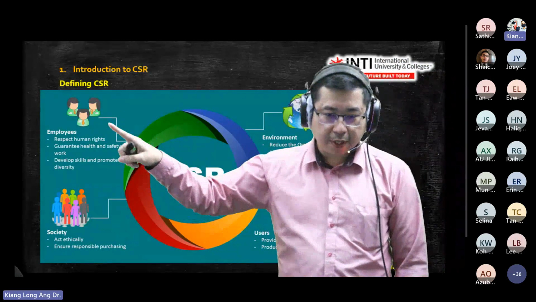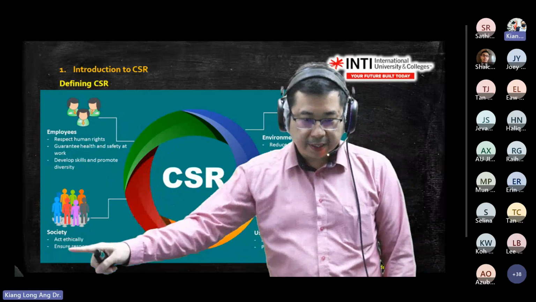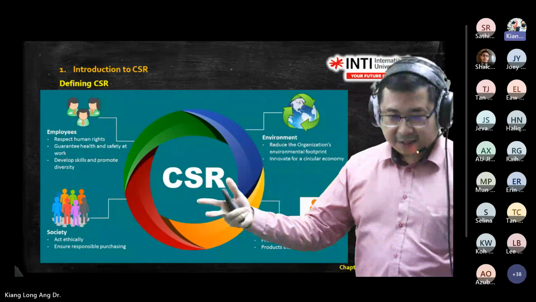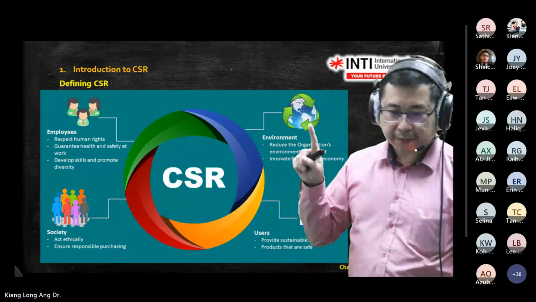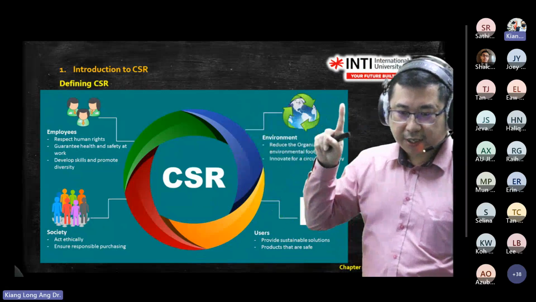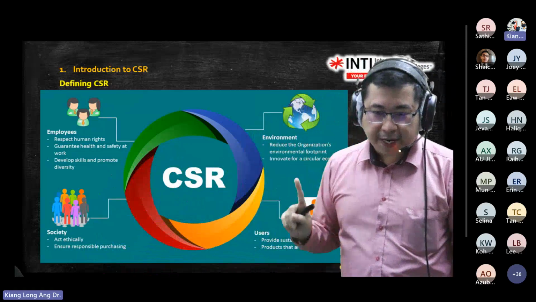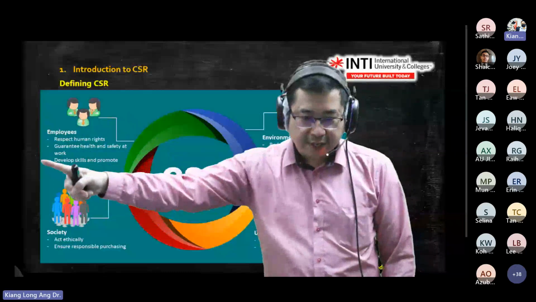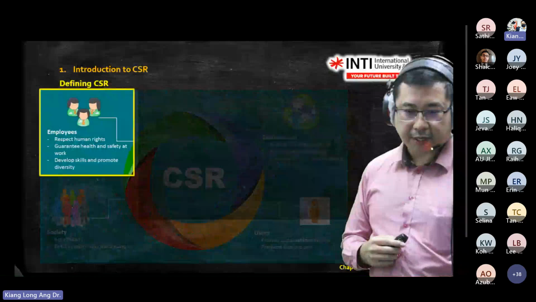CSR has four components: employees, or we call it corporate or company. Society is the impact, or the person that receives the help. Environment and user. So actually environment, user, and society are the impact factors, right? This is the input, right? The company or employees.